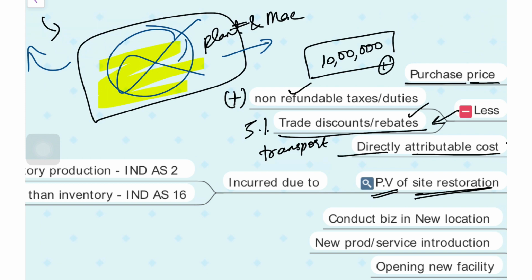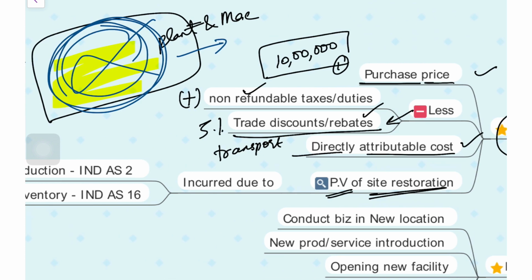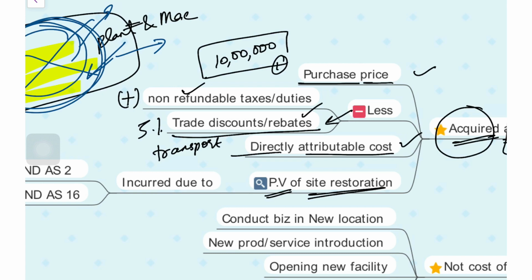Okay, when you have to return this land, you have to restore the entire site. You have to dismantle whatever you have done there. So that cost will also be incurred. As much as you would have incurred cost in setting up this place, to dismantle this place or restore the site also, you are going to incur some expenses. So that cost should also be added to the acquired cost.